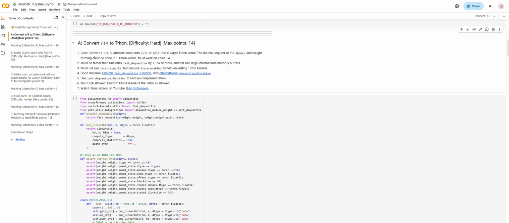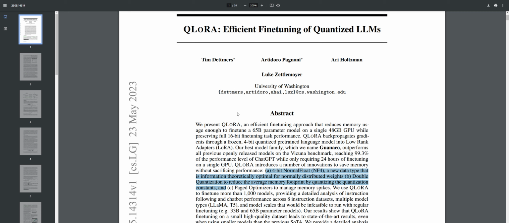Before we jump into the Triton specifics, let's understand what NF4 is and why it's such a big deal in the world of large language models. Why would we even need to convert something to or from NF4? The whole concept of NF4 comes from a groundbreaking research paper called QLoRA, Efficient Fine-Tuning of Quantized LLMs. QLoRA is all about making it possible to fine-tune these massive language models without needing a gigantic, expensive cluster of GPUs. The key innovation is NF4, which stands for 4-bit NormalFloat.